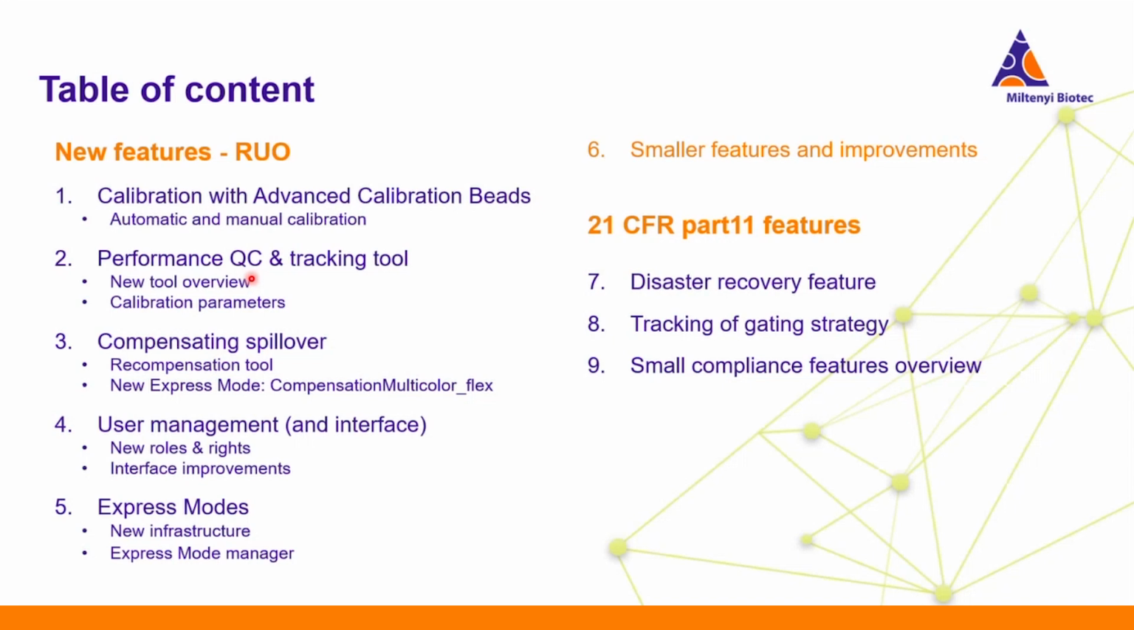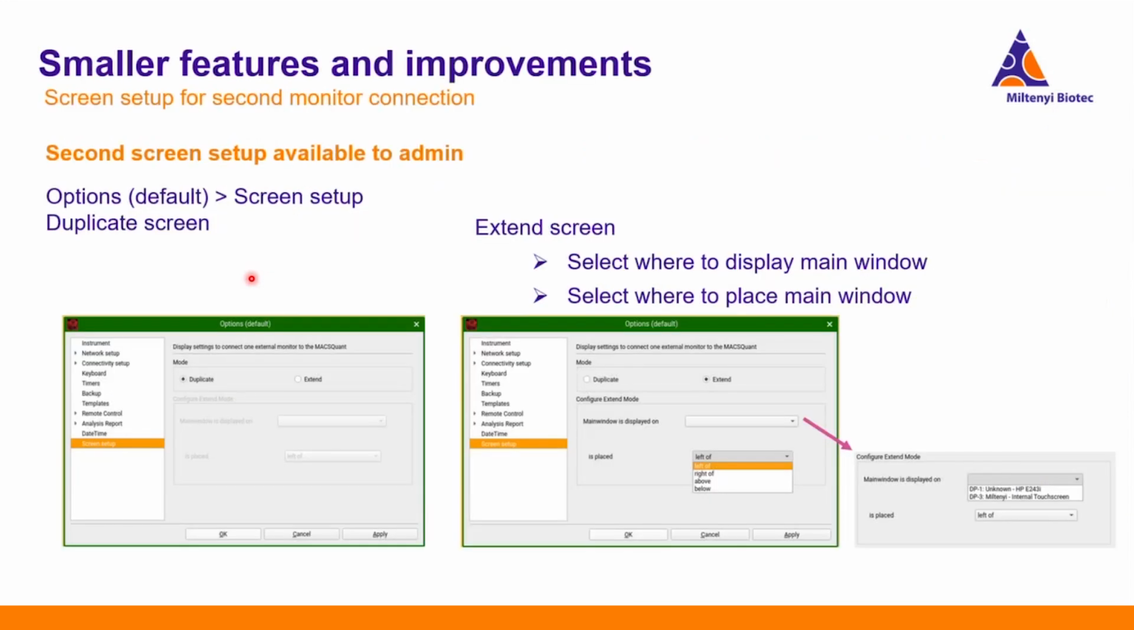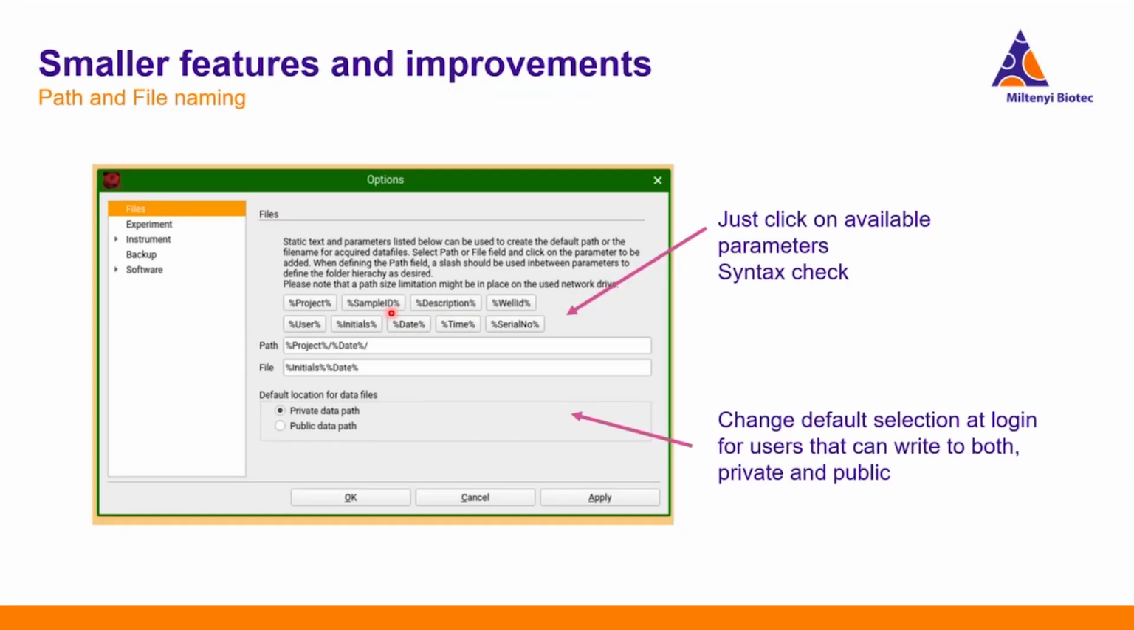And the small features and improvements, I don't want to hide them from you. The second screen can now be set up again very nicely. So the duplicate screen works. You can extend the screen. You can do all of this under options default when you are MACSQuant administrator. And you can select where the main window goes or where everything is displayed.